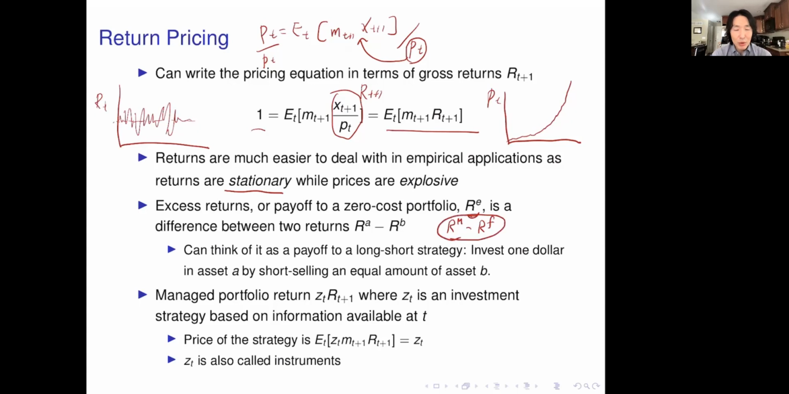Why is this excess return important? Because excess return can be thought of as a payoff to a long short strategy. So you invest $1 in an asset A and short sell the other asset B.